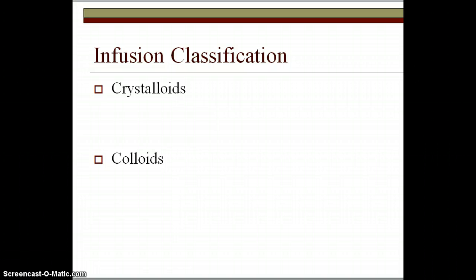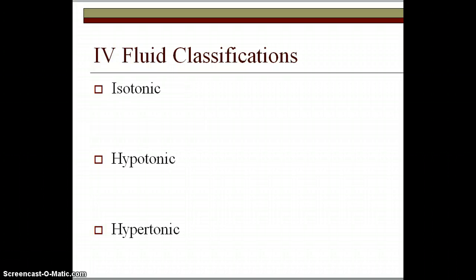Blood contains albumin and other proteins. They're fairly large, larger than our electrolytes, glucose, and other molecules that dissolve easily. Page 885 is where they are talked about. So page 883 in Potter and Perry gives us our IV fluid classifications.